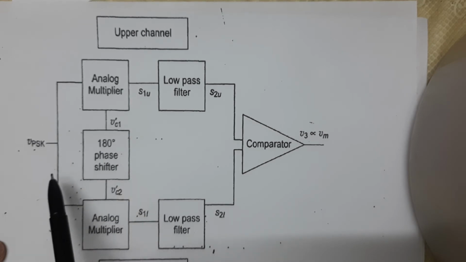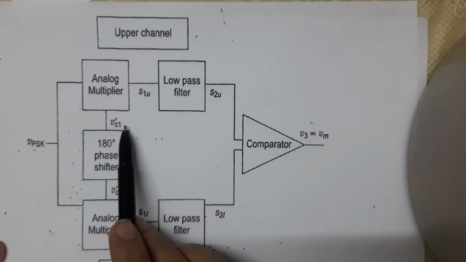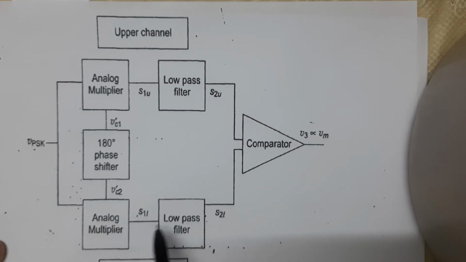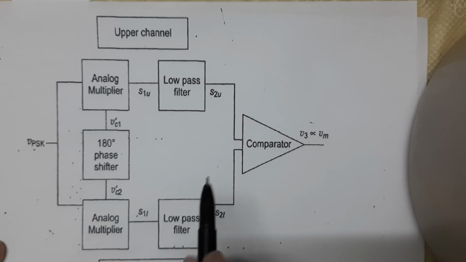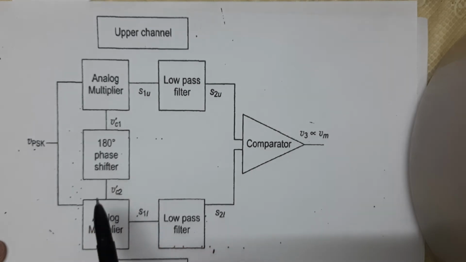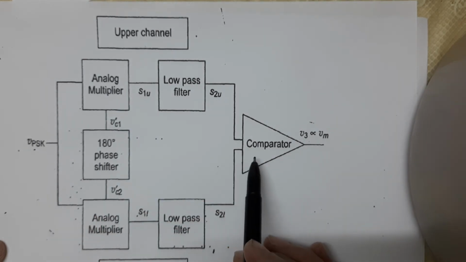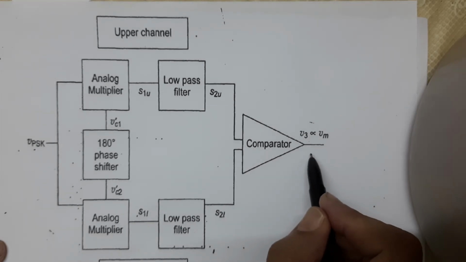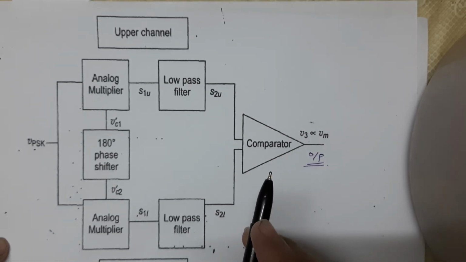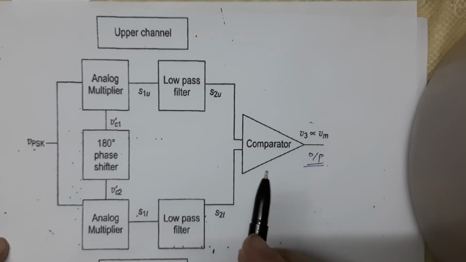Same way, a 180-degree phase shifter is given here. So whatever the VPSK here, one is VC1 dash and this is VC2 dash, and it is given to the analog multiplier. The output of the analog multiplier is given to the low pass filter. Due to this 180-degree phase shifter, the signal is changed: this is 0 degree, so this is 180-degree phase shift. The output of the low pass filter is given to the comparator, and we are getting the final output here.